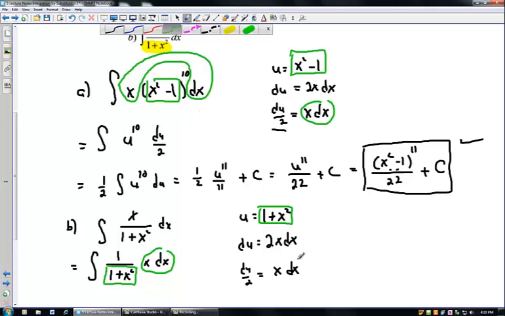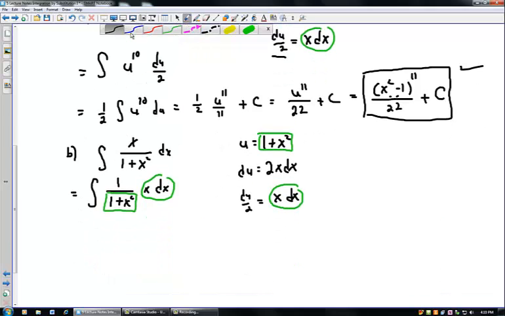So x dx, which is right here, is just du over 2. So you cut this out and paste that in. They're the same thing. They're equivalent to each other. And so this is going to equal then, what does this equal? This equals the integral of 1 over u, and then x dx is du divided by 2. And be careful, that's a u, not a 4. My u's always look like 4s.